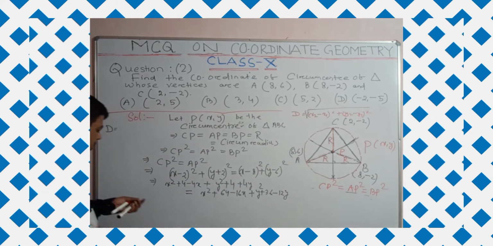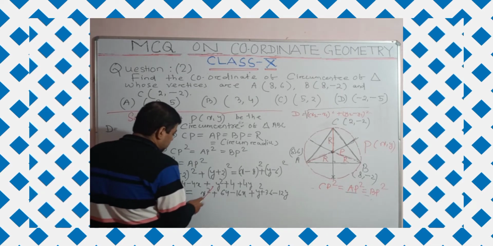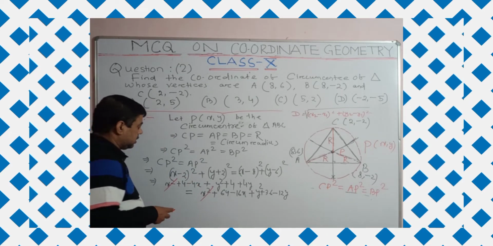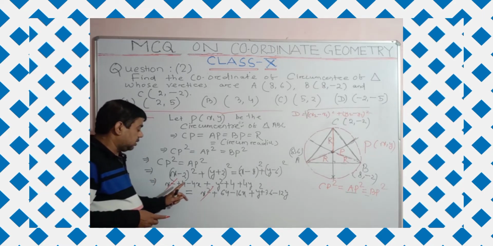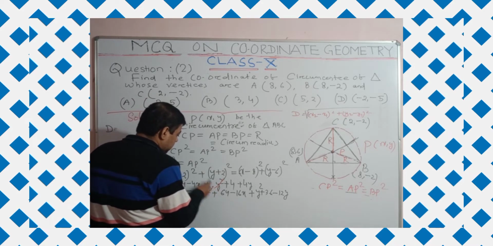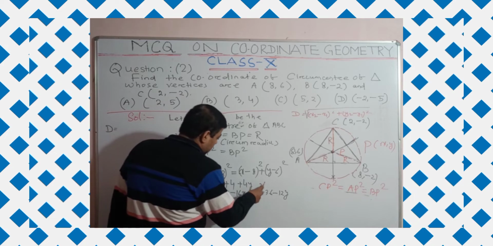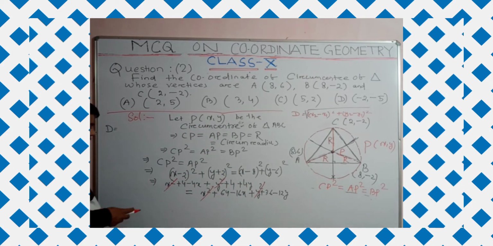Okay. Now see, plus x square in the left hand side and plus x square in the right hand side will be cancelled. Plus y square in the LHS and plus y square in the RHS can also be cancelled. Same expression on both sides.